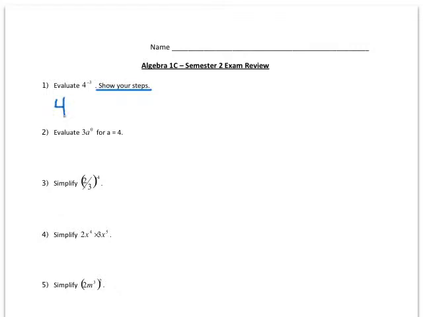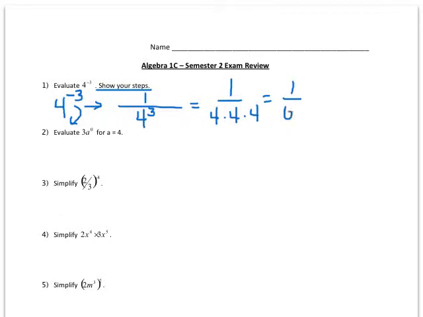Okay? A negative exponent does not make your answer negative. That's a big mistake that people make. A negative exponent just means that this is going to end up being a reciprocal. So up on top I'm going to have a 1, and on the bottom I'll have 4 to the third. It's positive now because I've moved it to the bottom, okay? Which really is like doing 1 over 4 times 4 times 4. And that 4 times 4 times 4, that's equal to 64. So your final answer here would be 1 over 64.